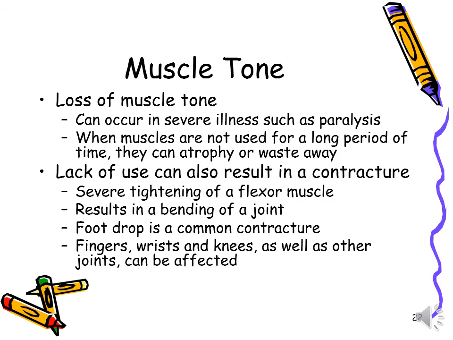So we see this commonly at fingers and wrists, knees, and other joints as well as the neck. These joints can all be affected by contracture. Once contracture starts to occur, it can be impossible to fix that.